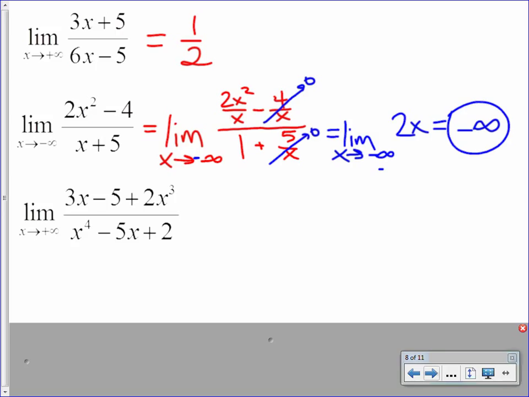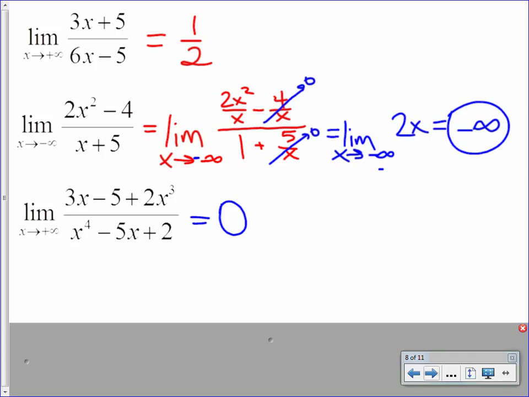So, what's true about the degree of the numerator? It's smaller than the degree of the denominator, which means our horizontal asymptote is at y equals 0. So our ending behavior approaches y equals 0.